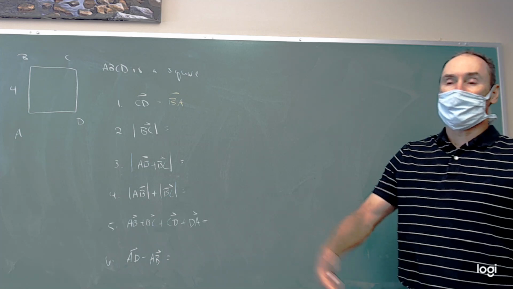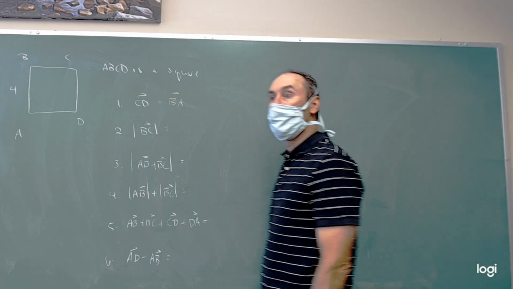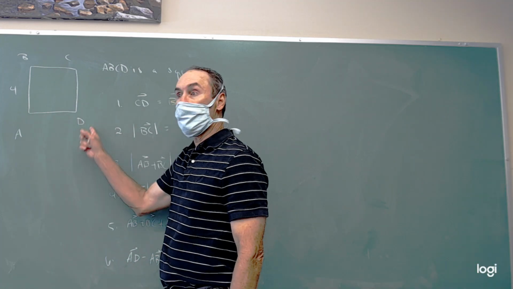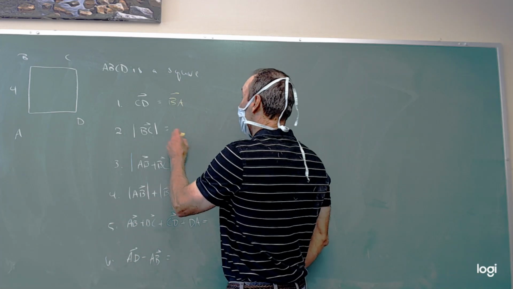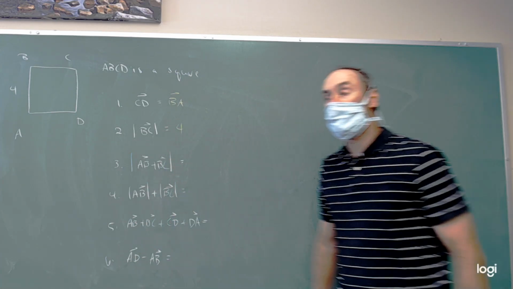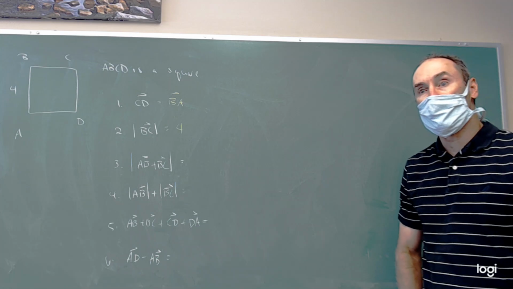Okay. The magnitude of vector BC is 4, because all these side lengths are 4. So that is its length. Its length is 4. That's what we mean by magnitude.